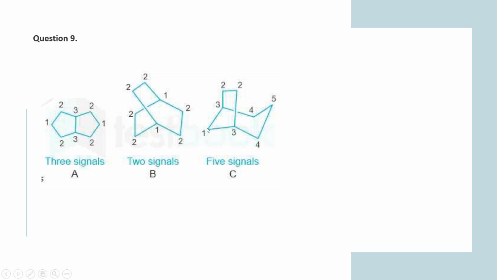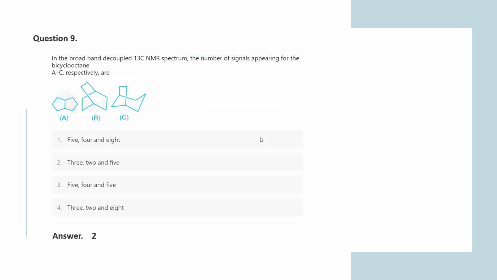But definitely it is a symmetric molecule. You can pass a plane through 1 and 5, which will cut the molecule into 2 equal halves and lead to the presence of 5 different types of carbon atoms in this molecule. So you will get 5 signals in the C13 spectrum for the compound. As we saw that in the broadband decoupled C13 spectrum, the number of signals appearing for A to C will be 3, 2 and 5 respectively. Okay, so option 2 will be the correct answer for this question.